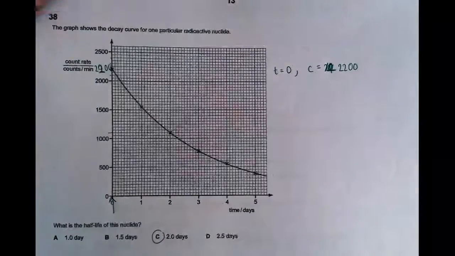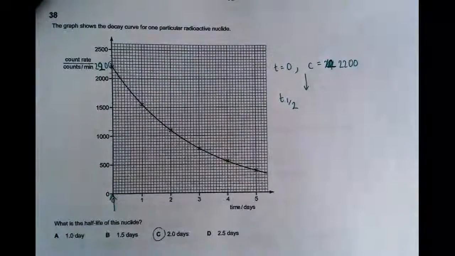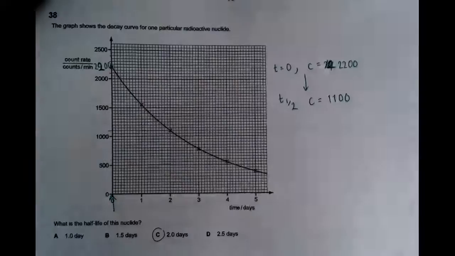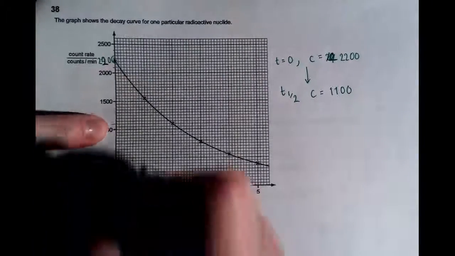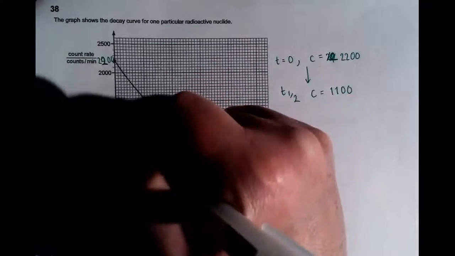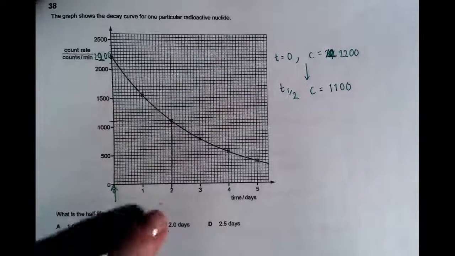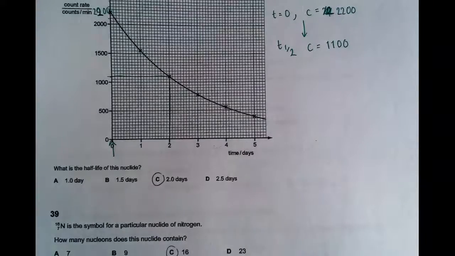2,200. So we know that after one half-life, this count rate has to halve. So I'm looking for when it is 1,100. And that occurs here. So when I track across, you can clearly see that that is at 2 days. So my answer is 2 days.